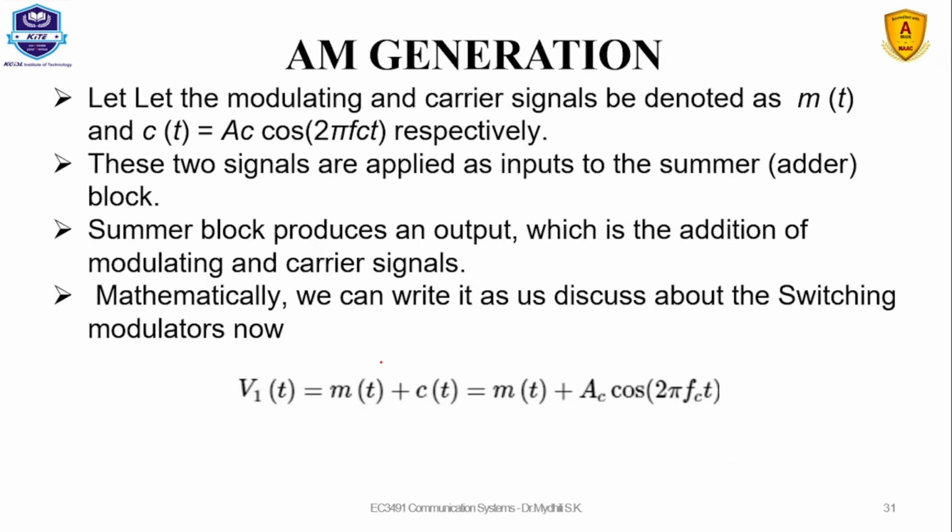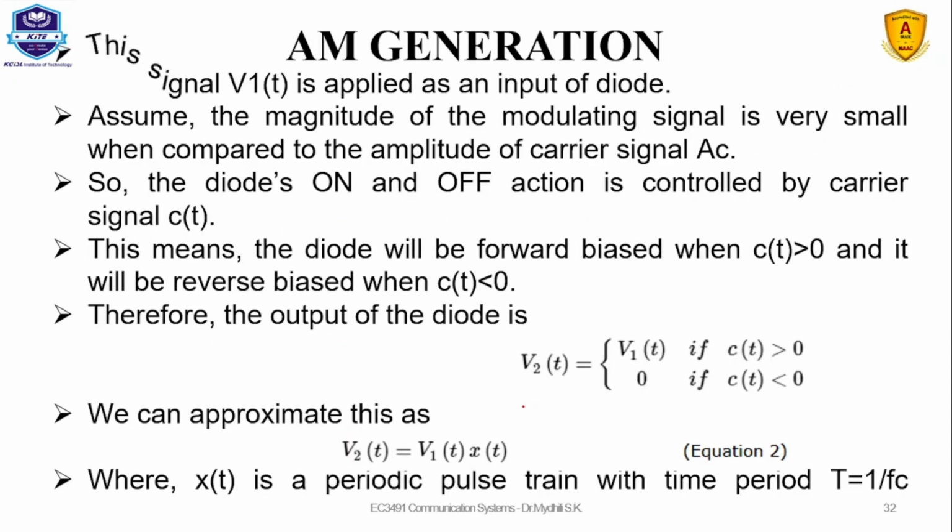Since we are using a nonlinear device as the diode, both the message signal m(t) and the carrier signal are given to the adder. It produces an output V1(t) that is given to the input of the diode. Assuming the magnitude of the modulating signal is very small, now we are going to see the operation of the diode states.